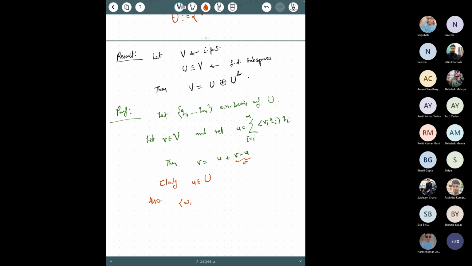So you just look at this W, the inner product of W with Qi, where Qi's are the basis vectors. What would it be? So what is W? W is V minus U. Take the inner product with Qi. If you do this, then it is the inner product of V with Qi minus the inner product of U with Qi. Now this is V Qi. Now can you tell me what is this one? What is the inner product of U with Qi?